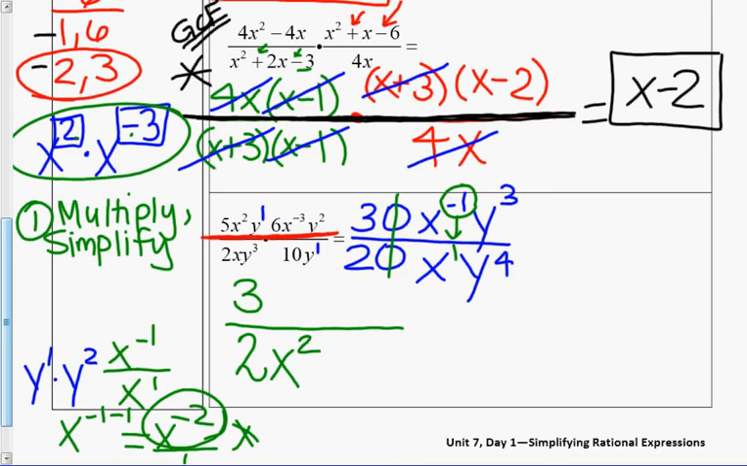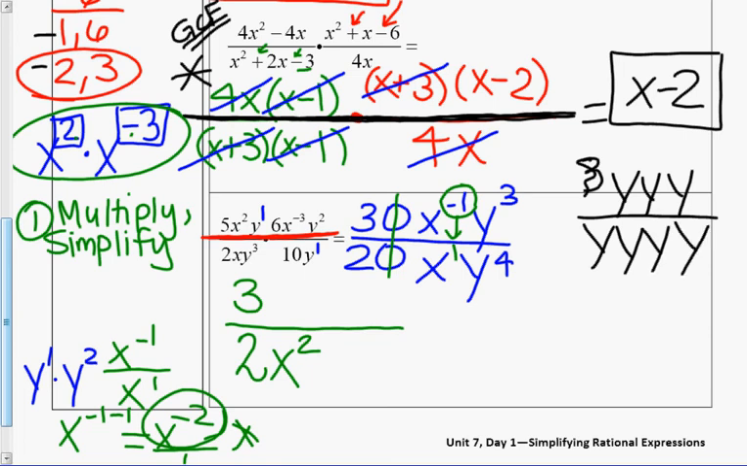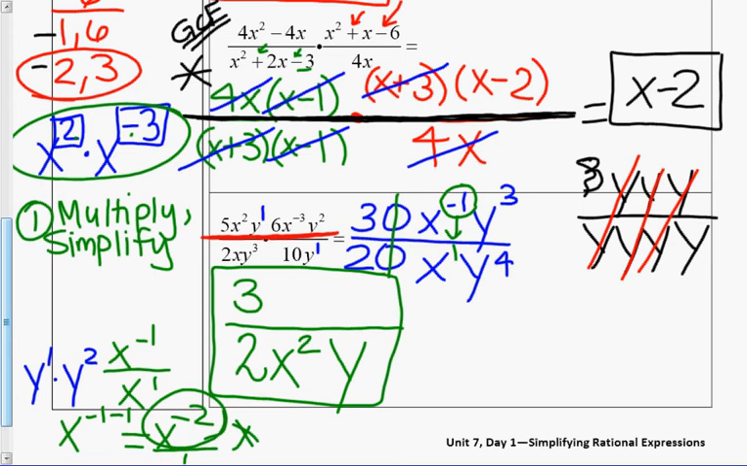And then this last one, we have y to the third over y to the fourth. And here's another way to look at it. I sometimes say, well, if there's 3 y's at the top, 1, 2, 3, and 4 y's in the denominator, okay, you can cancel them out. 1, 2, 3, and where's that last y? It's in the denominator. Okay, so there's a bunch of ways that you can figure out these exponents. So your final answer here should be 3 over 2x squared y.